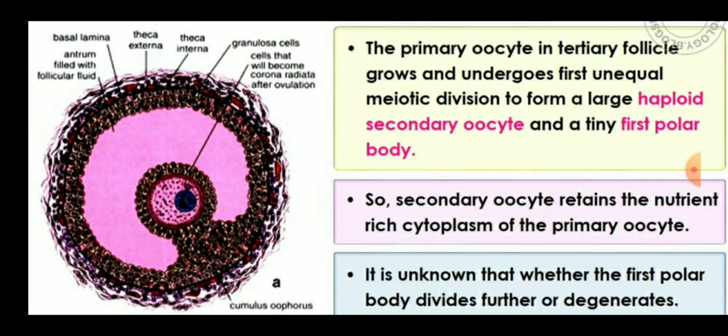Children, the primary oocyte in the tertiary follicle grows and undergoes the first unequal meiotic division. This meiotic division results in the formation of a large haploid secondary oocyte and the first polar body, so that the secondary oocyte retains the nutrient-rich cytoplasm of the primary oocyte. And lastly, whether or not the first polar body divides further, all the polar bodies ultimately degenerate.